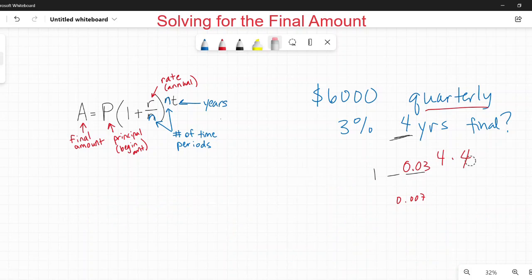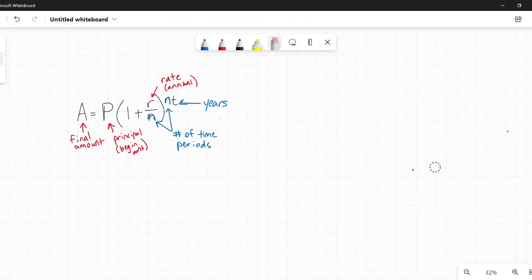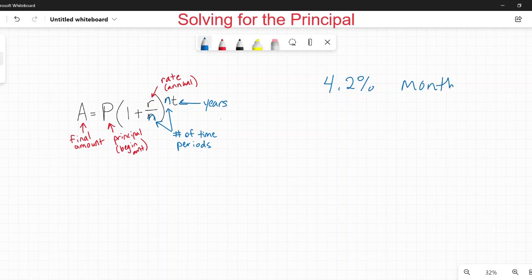Okay, second type of problem is going to be when we solve for the principal. So for this one, let's say they tell us the account has an annual interest rate of 4.2%. It is compounded monthly. It's in there for 5 years. And the final result is $9,865.81. How much did the person start with?